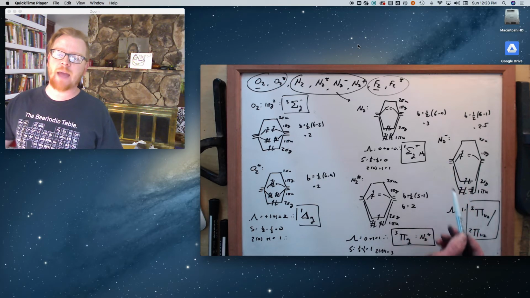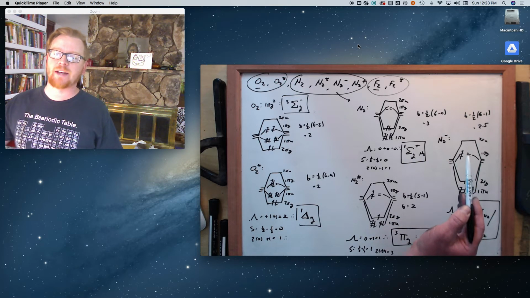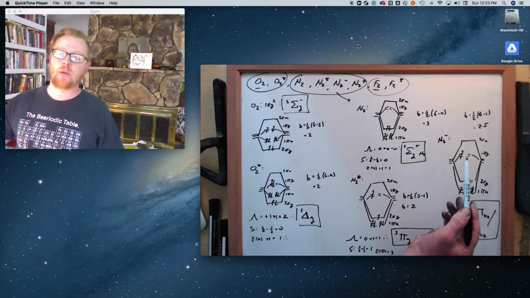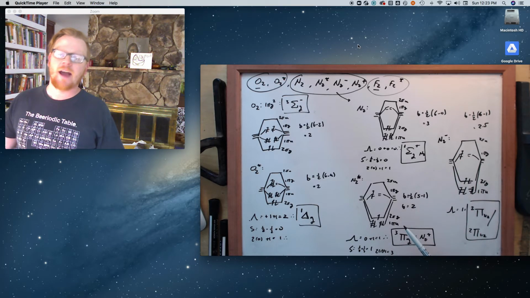When you do N2 minus, you just have to add one additional electron. And when you add one additional electron, that creates a doublet in the pi state, for which we want to notate whether it's 3/2 or 1/2. And we're only really concerned with doing that when we're creating that doublet state.